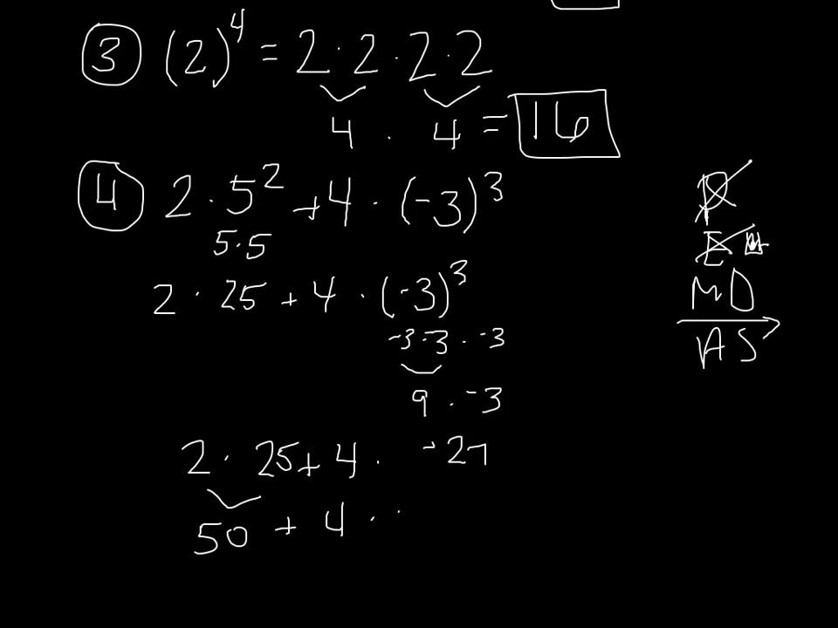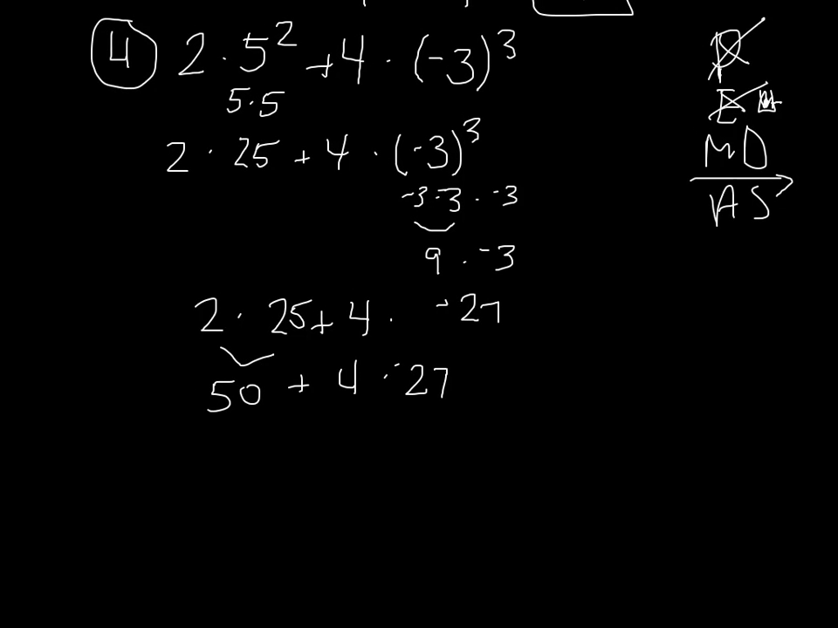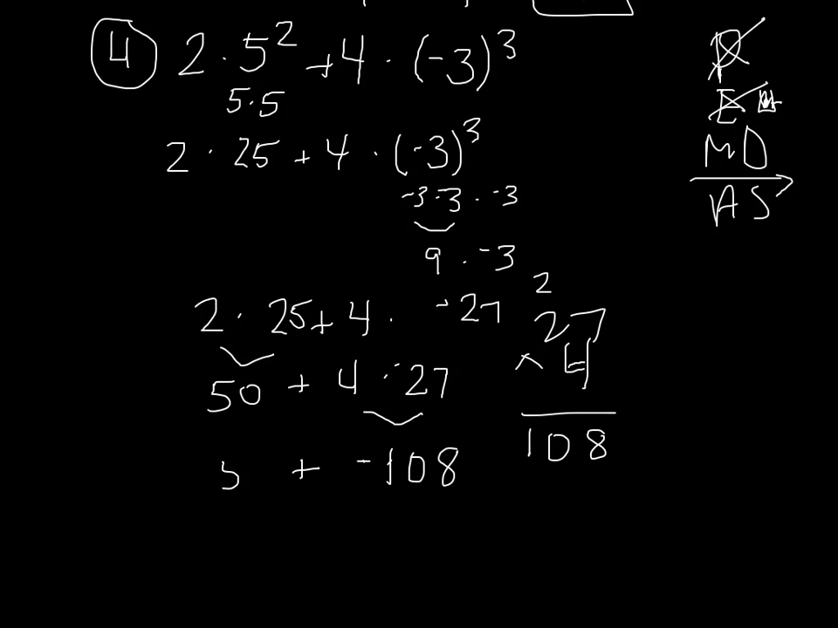Plus 4 times negative 27. Move it up a little bit. Okay, so again I need to do my multiplying. Positive 4 times a negative 27. If I have a positive times a negative, I know my answer is going to be negative. So let's do 4 times 27. 4 times 7 is 28. 4 times 2 is 8, plus 2 more is 10. So my answer is a negative 108 plus 50.